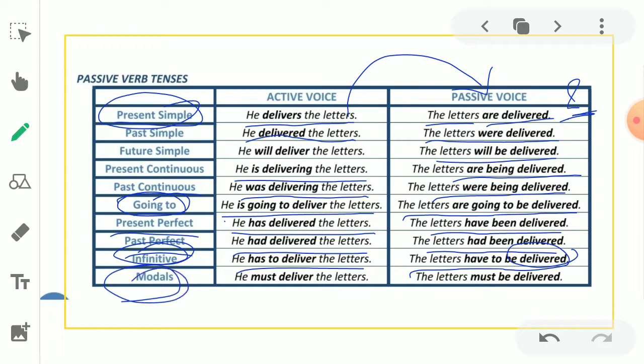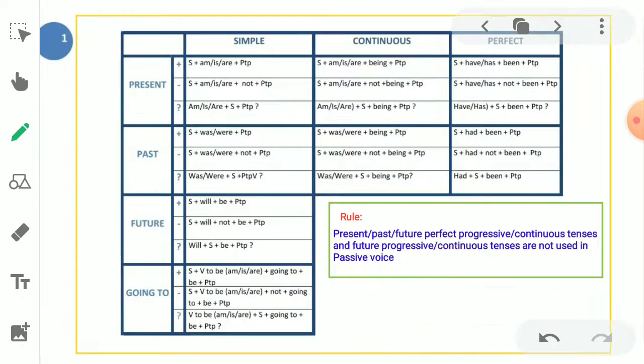Modals like can, may, might, must, could, shall, should. So these are called modals. He must deliver the letters. The letters must be delivered. So this is the way we have to convert from active voice to passive voice.